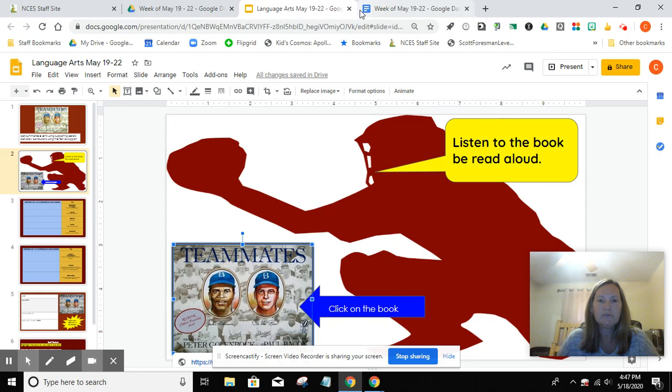It's going to open up a new tab, and I would have that up beside this slide, so that way you can go back and forth, because you may need to go back and listen to the text being read aloud again, or you may want to stop and pause the video so that you can read the pages yourself to get the information that you'll have to answer. So this is where you're going to find the book.